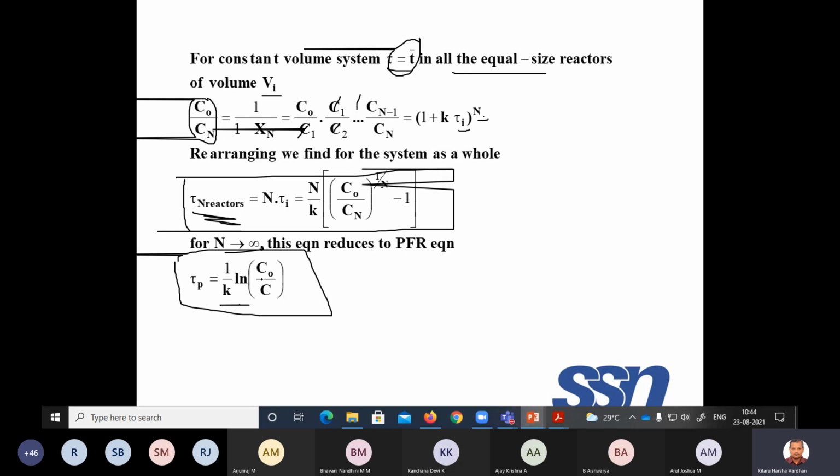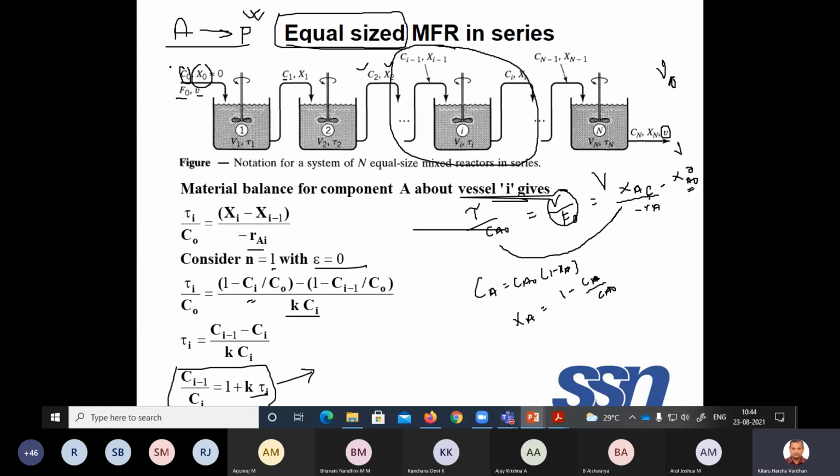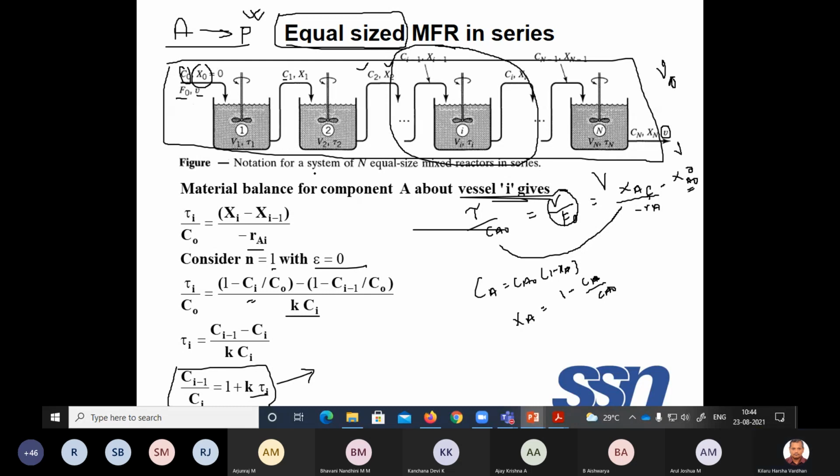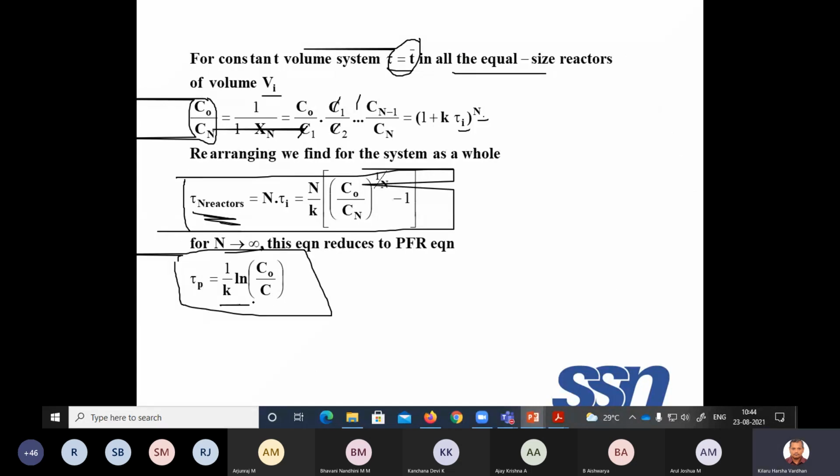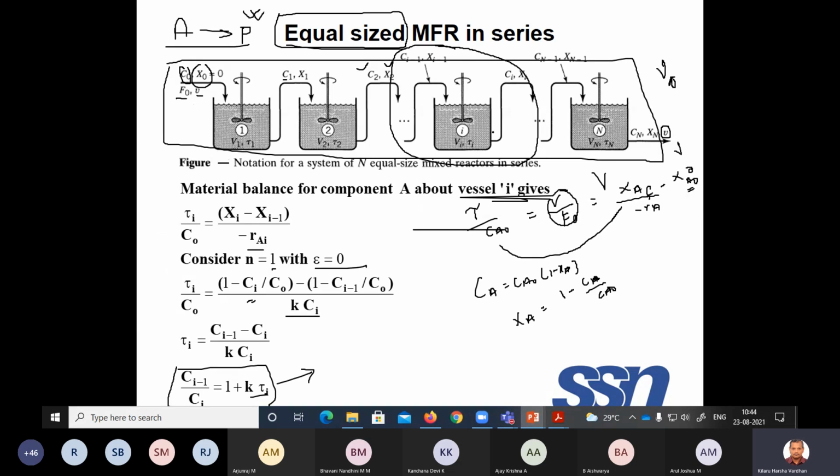C0 by C is nothing but 1 minus Xa, because C is C0 into 1 minus Xa. So C0 cancels, giving minus ln 1 minus Xa. That is what you get. That is nothing but a PFR. So what does this tell us about equal MFRs in series? If you are having an infinite number of MFRs in series of volume V1, V2, V3 of the same volume, you can eliminate the entire thing and keep one PFR having a volume equal to the sum of the volumes of these. Let it be 50, 50, 50 like that.